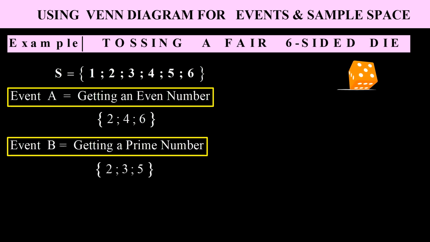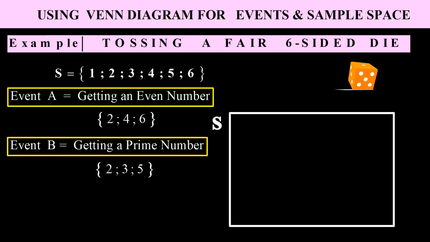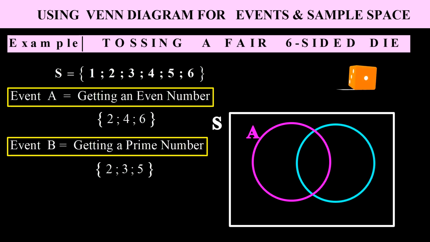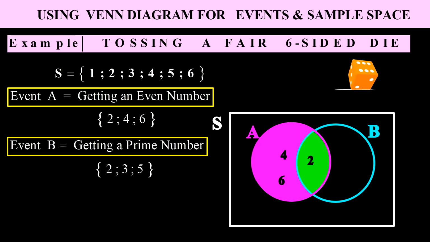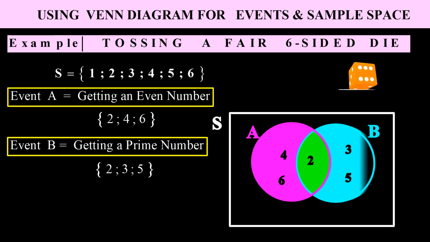But what do you notice about the outcomes of those two events? That's correct, we've got a common outcome of 2. So if we represent A with that magenta circle, and we represent B with this aqua blue one, the common 2 would be where they overlap, and that's where the outcome 2 would fit in. Then we can complete the rest of event A. You can put the outcomes there. What's still missing is 4 and 6, and the outcomes for B would be 3 and 5.